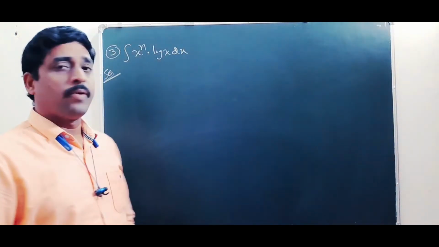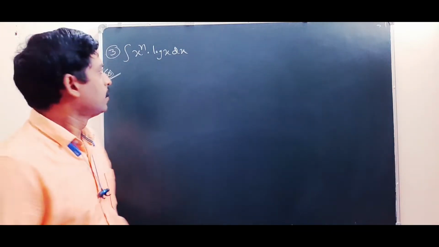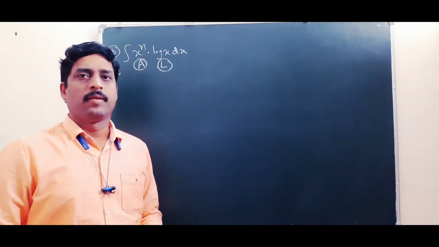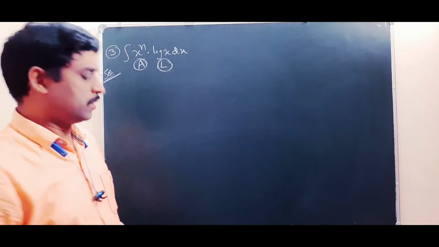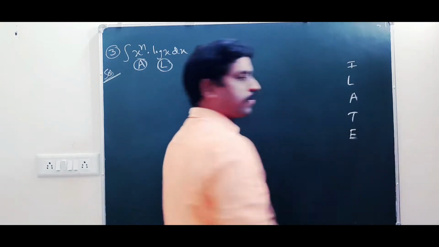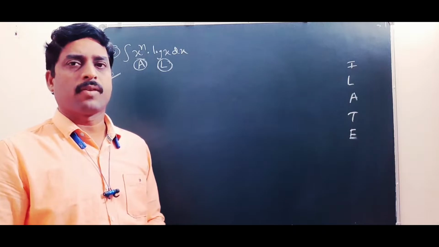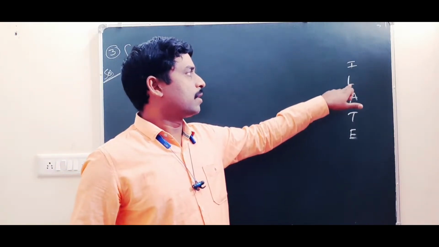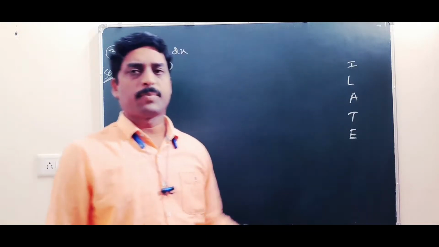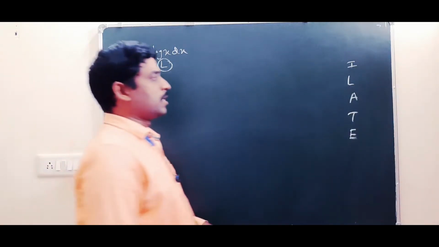So integral x to the power n into log x dx, where x to the power n is an algebra function, log x is a logarithmic function. So proper choice of first and second functions. So what is the coding? ILATE, where f of x follows the order ILATE. So I for inverse trigonometric function, L for logarithmic function, A for algebra function, T for trigonometric function, E for exponential function. Okay, which function comes first from this order?